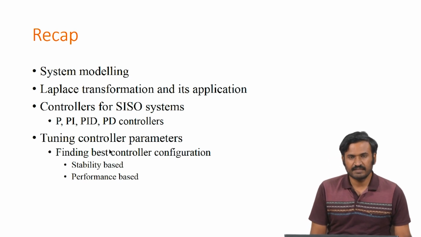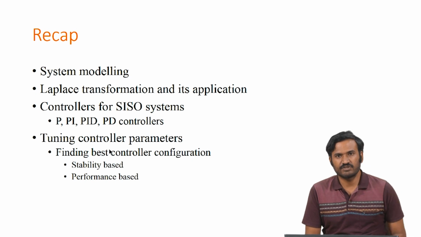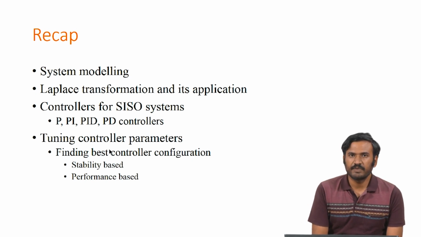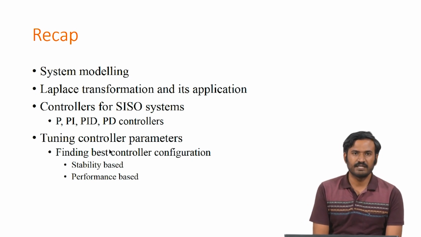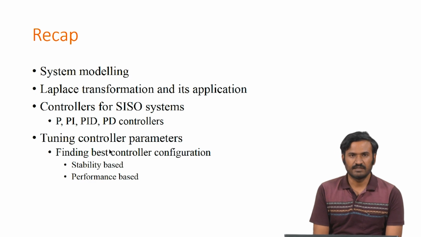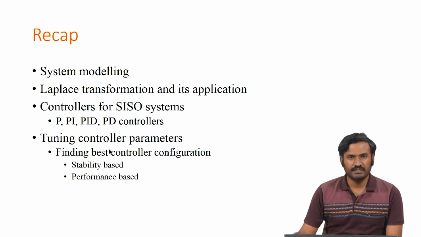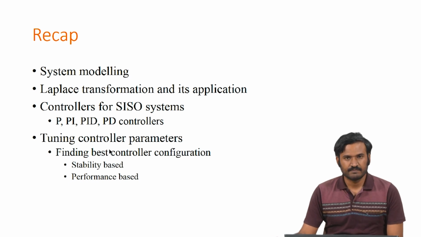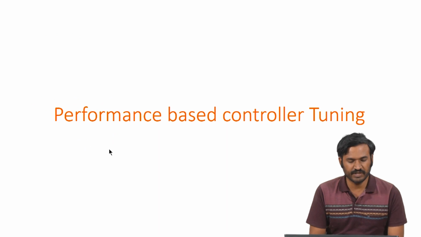Tuning is finding the best controller configuration that can be implemented in the given system. This can be done in two ways. One is stability based and the other one is performance based. We have looked at the stability based controller using Ziegler-Nichols tuning. Now we will look at the other method, which is performance based controller tuning.